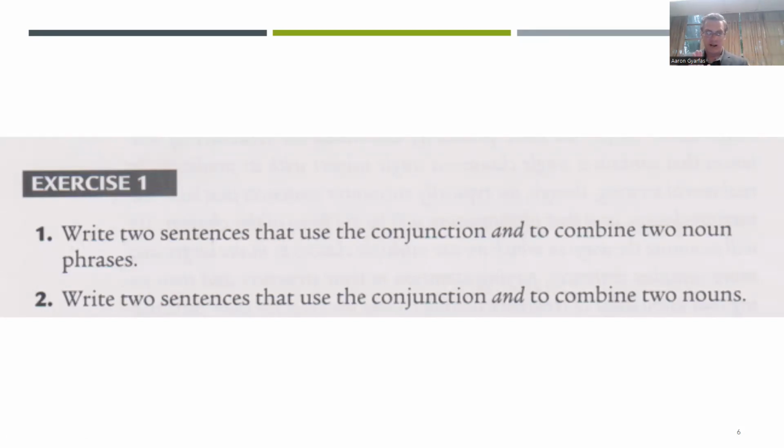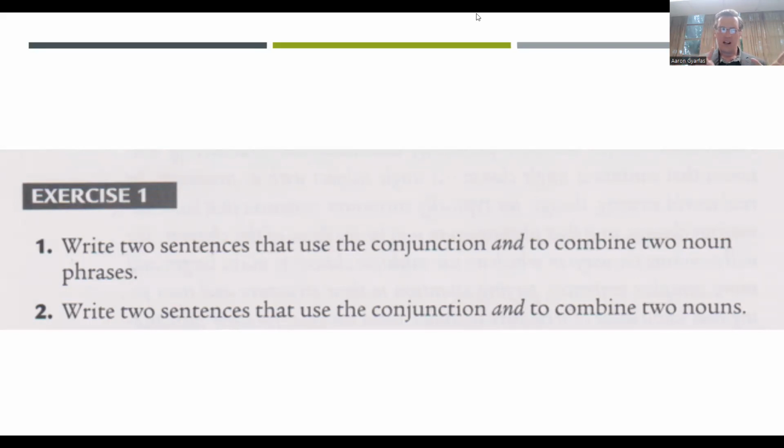A good exercise here would be to try to write two sentences that use the conjunction and, right? Again, our most common coordinating conjunction. One combining two noun phrases, and then another that uses the conjunction and to combine two nouns. So pause the video here, write a couple of sentences. Remember, we're combining two nouns and two noun phrases. And then we'll look at a couple of examples that I've got for you.